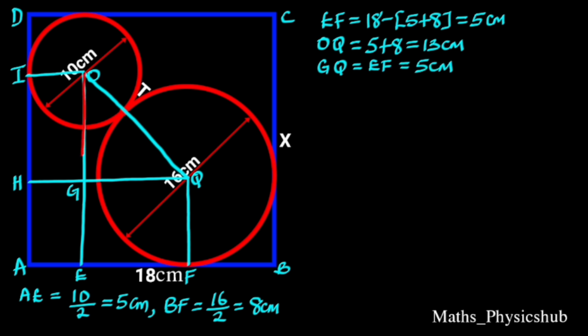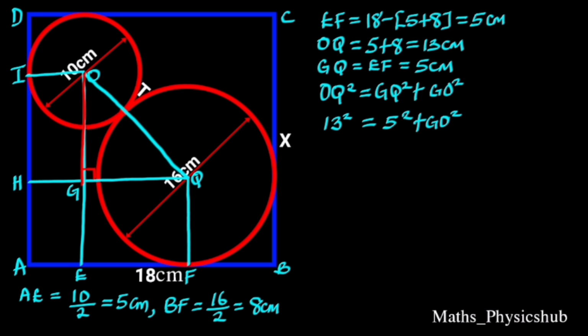Since triangle GOQ is a right-angled triangle, we are going to use Pythagoras rule to find GO. From Pythagoras rule, OQ squared equals GQ squared plus GO squared. Next we plug in the value of OQ and GQ in this formula. Doing so will give us 13 squared equals 5 squared plus GO squared. 13 squared is 169, and 5 squared is 25, which follows that 169 is equal to 25 plus GO squared.